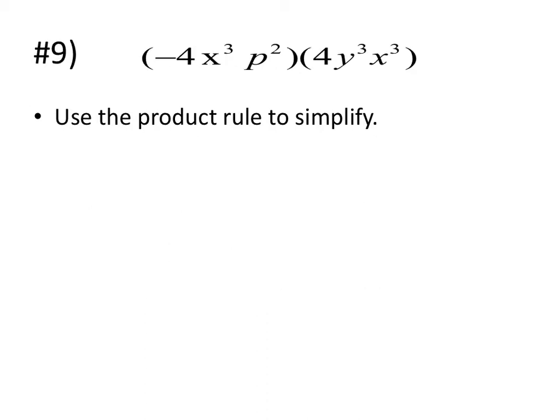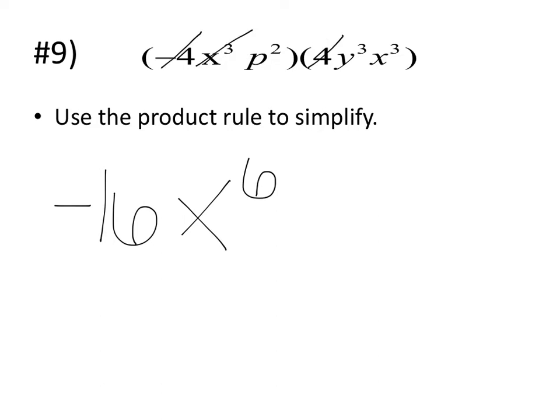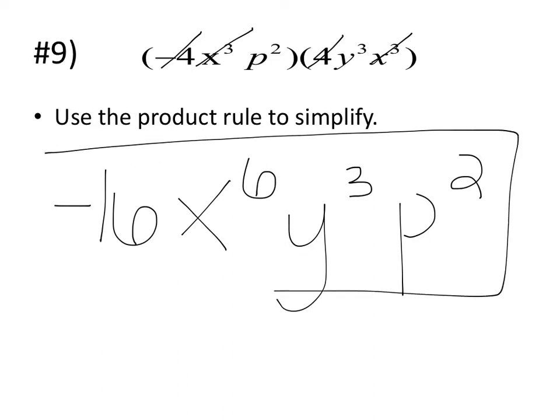Okay? And then next, you're going to do negative 4 times 4, which is negative 16. And then you're going to do x cubed times x cubed, where your like base is x, and then 3 plus 3 is 6. If you're multiplying like bases, you add the exponents. And let's just cross off what we've done so we don't get confused. And then we have p squared and y cubed. So we've got y cubed and p squared. Really, I would have written the p first to put them in alphabetical order, but it doesn't really matter what order you put them in.